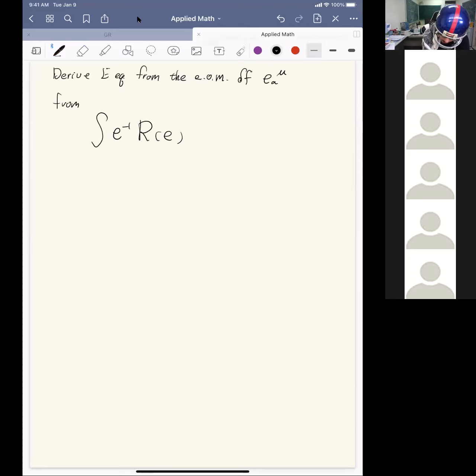Okay, so once again, this will be our Lagrangian.